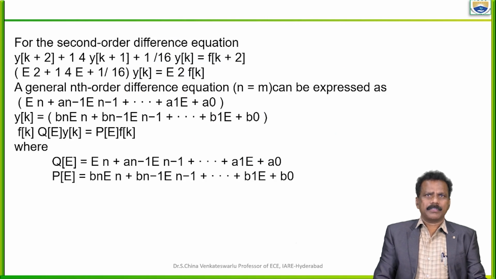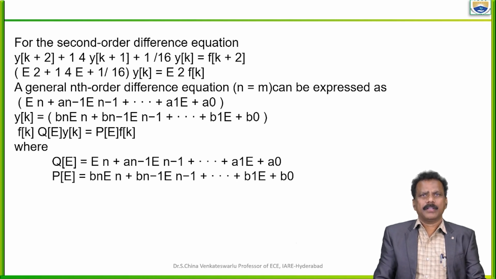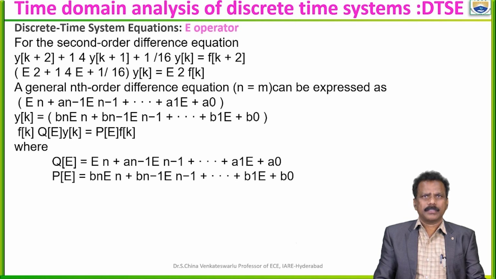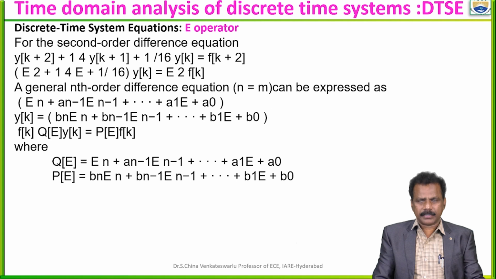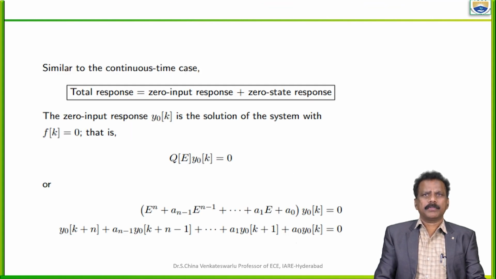The E operator will affect like this, Q of E and P of E. For the second order difference equation, y of k plus 2 plus 14 into y of k. Like this, by using the simple example, we can easily analyze the second order and nth order difference equation. For this case, we can easily verify the DTS mathematical expression for how the E operator affects it, similar to the continuous time case.